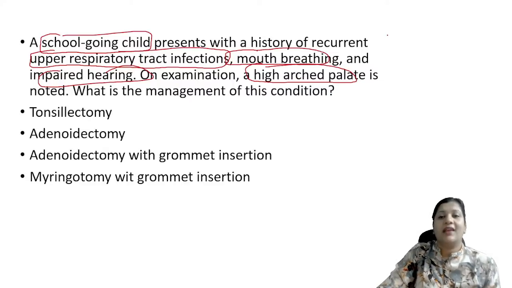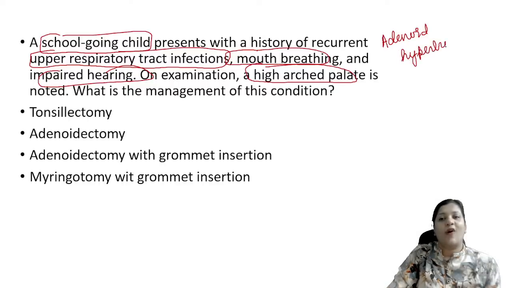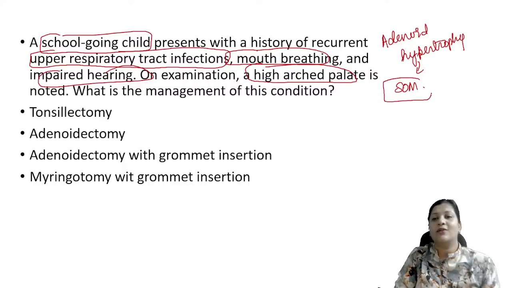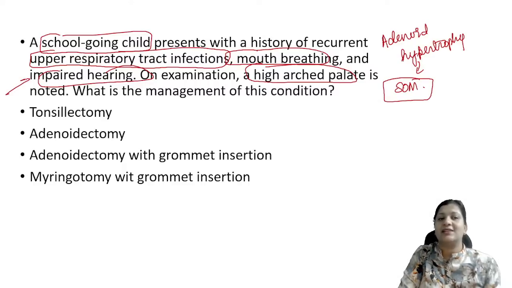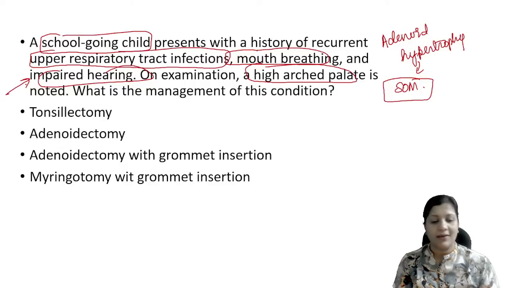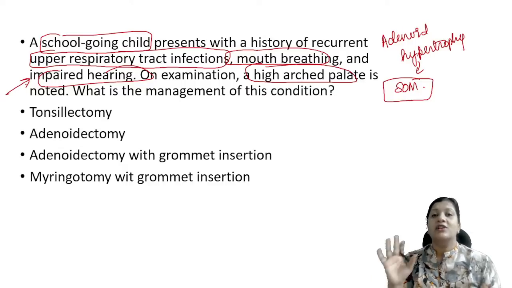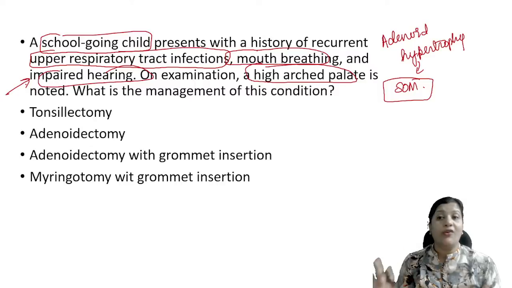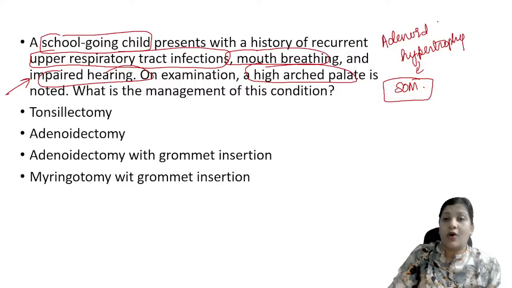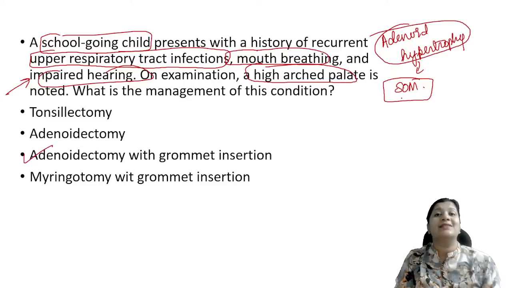So here we are thinking of adenoid hypertrophy causing what? Serous otitis media. How do I know serous otitis media? Because the child is having impaired hearing, the child is not having pain, the child is not having fever. So if the child is not having pain, no fever, and there is an adenoid hypertrophy, you are going to first treat the cause, which is doing an adenoidectomy, and along with that, to treat the serous otitis media, you're going to do a grommet insertion.